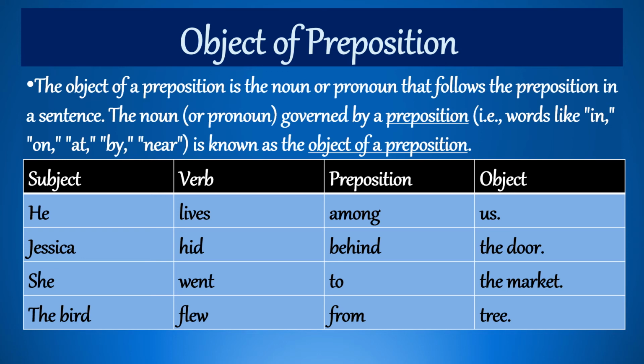Now in the first one, among is the preposition and its object is us. In the second one, behind is the preposition and the object is the door. In the third one, to is the preposition and the object is the market. In the fourth one, from is the preposition and tree is the object.